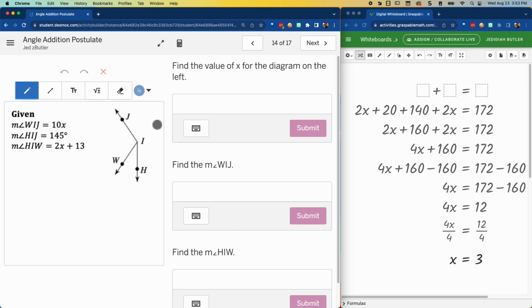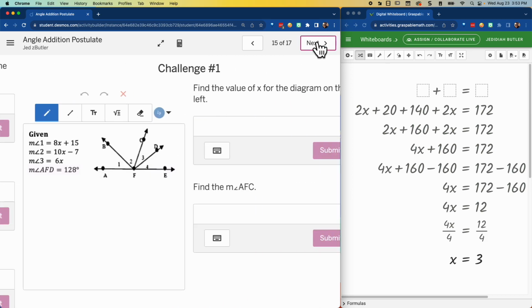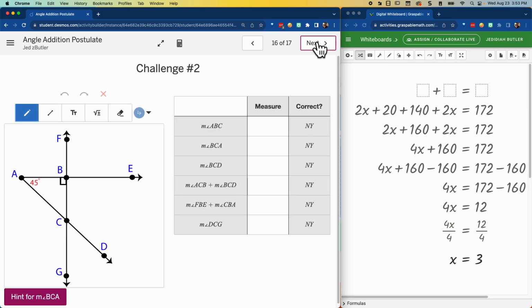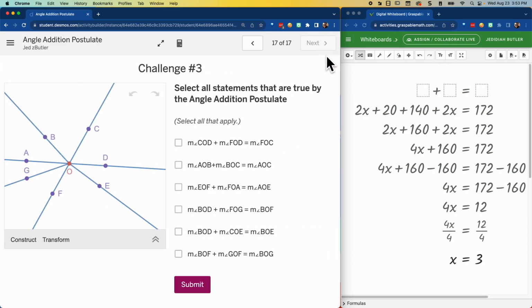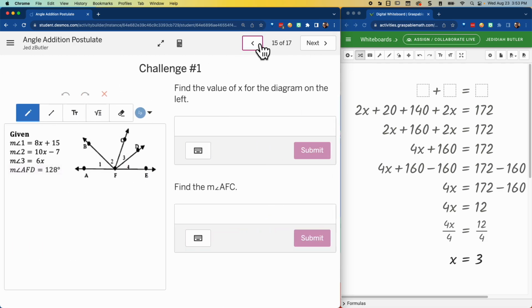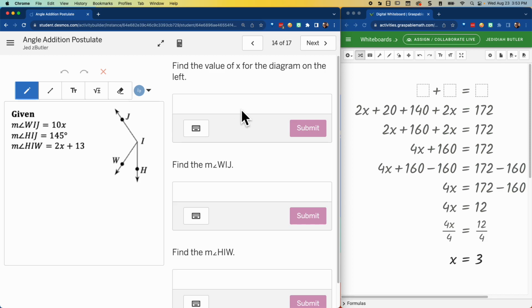Click next, go to this one. Let's preview what we have to finish. We have a little bit more complex, and I'm probably not going to worry about the last 2 screens. We'll review those at a later date, challenge 2 and challenge 3, but we at least want to get through challenge 1.